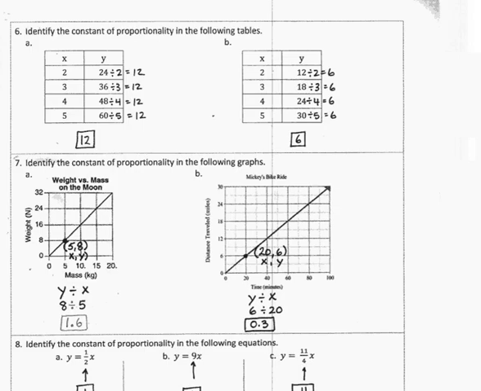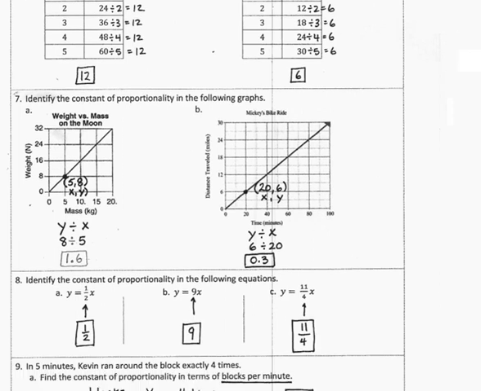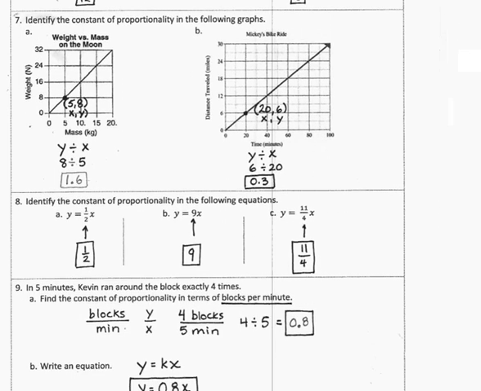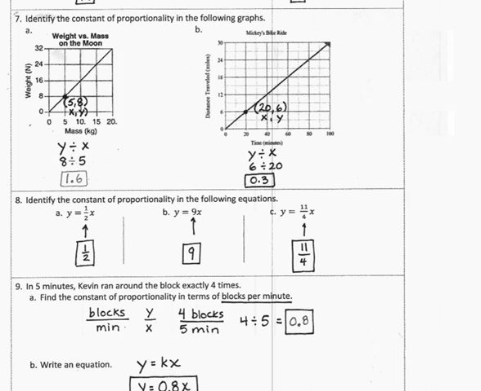Question 6, the constant of proportionality from a table. Remember that this is y divided by x, and that gives us 12 for an answer, and y divided by x, and that gives us 6 for an answer. Number 7, from a graph. What you want to do is you want to look for an ordered pair. Label which variable is x, which variable is y, and then divide y by x. So we have 1.6. Here, the x value is 20, the y value is 6, and 6 divided by 20 is 0.3.